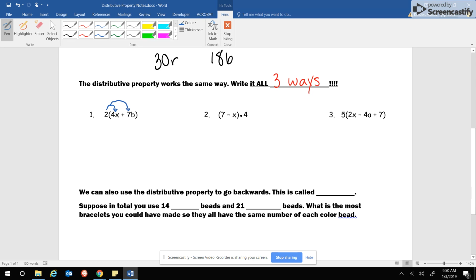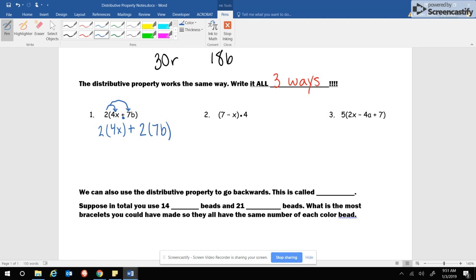to everything on the inside, I'm going to multiply. So I have 2 times 4x. I'm going to keep this sign the same, plus 2 times 7b. That's the second way I can write it. It's almost like it's expanded form.